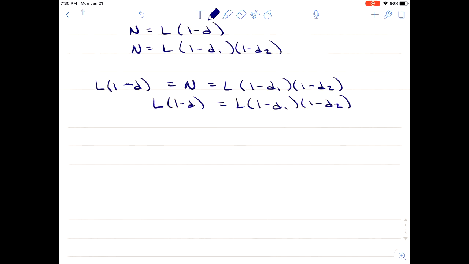Here's where people have a problem with, but I don't know L. Does it matter? How would you move it from one side to the other? You would divide it. Doesn't matter which one you want to move to which side. But because they're on both sides, they're going to cancel out. So this is going to cancel and this is going to cancel. And that's how we arrive at 1 minus D must be the same as 1 minus D1 times 1 minus D2. Now you can tune back in.